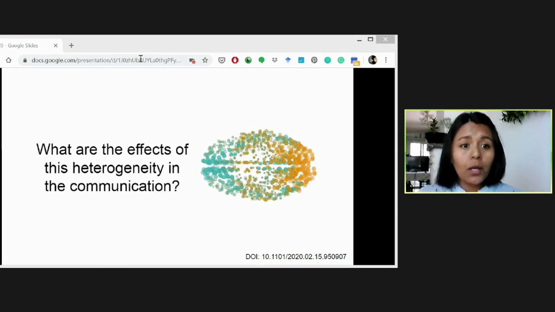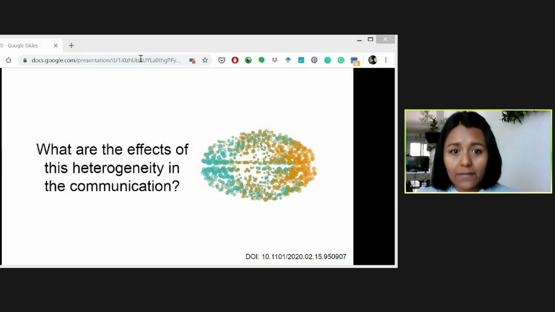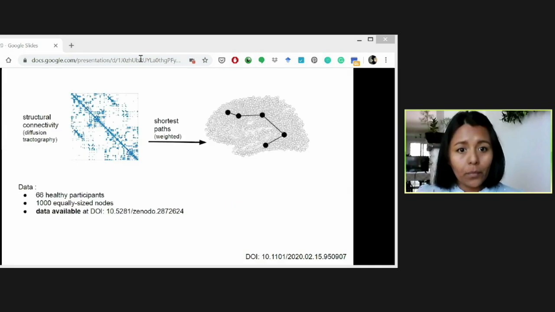The question is now, what are the effects of this heterogeneity on the communication? To answer this, we establish signal trajectories and then study how the signal flows within the hierarchical organization of the cortex. From diffusion spectrum imaging and deterministic streamline tractography, which quantifies the number of anatomical fibers connecting two brain regions, we derive the structural connectivity. From this connectivity matrix, we compute the weighted shortest paths between all pairs of nodes.